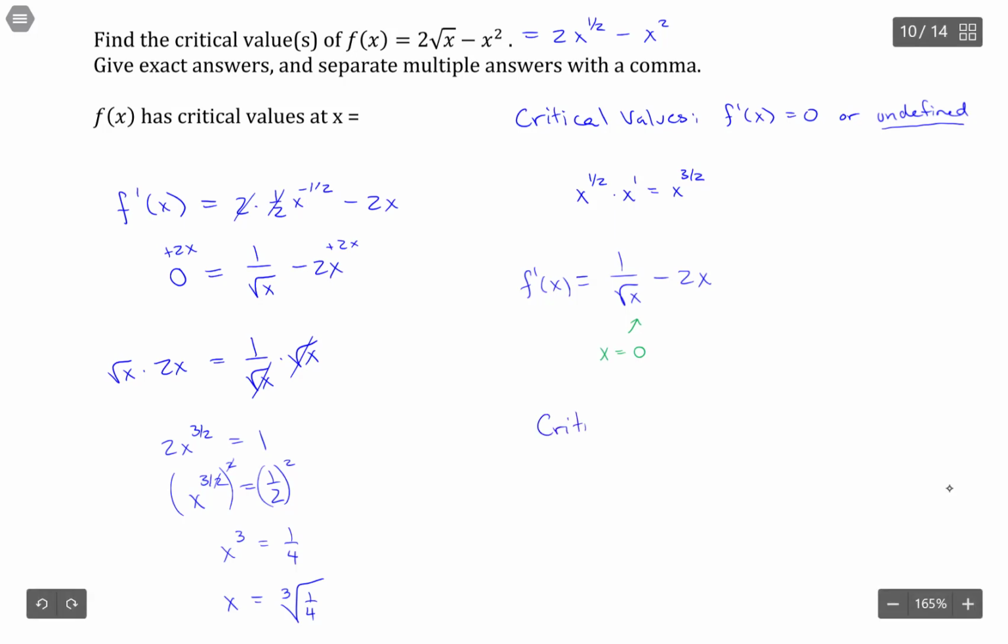So our critical numbers, or critical values, whatever you want to call them, we have x equals 0 and the cube root of 1/4.